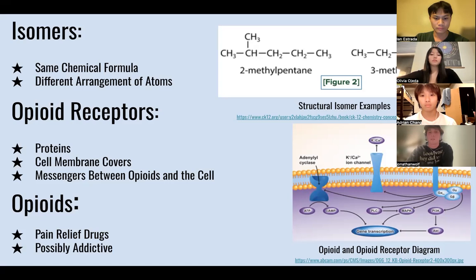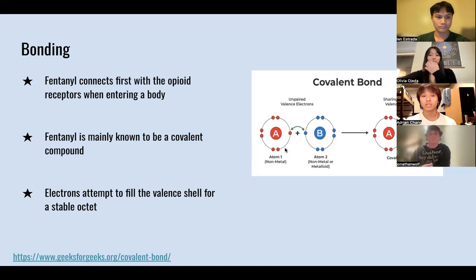Opioid receptors are the proteins that cover cell membranes and act as communicators between the cell and opioids. And opioids are pain relievers, which can also be highly addictive. Understanding the structure of fentanyl makes it easier to avoid an overdose. When fentanyl enters the bloodstream or the mucous membranes of the nose, mouth, digestive system, or respiratory tract, it drastically reacts with the chemicals in the body. Fentanyl reacts with the opioid receptors in the brain and body almost too well because it's so potent in small doses, which leads to a higher rate of overdosing.